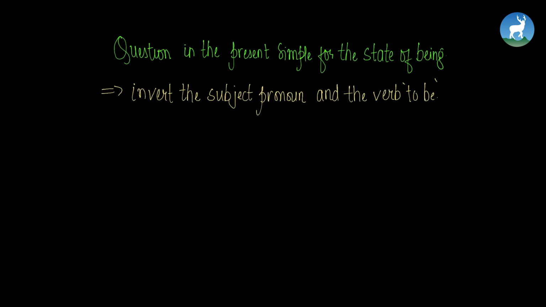How do we do it? So here's a sentence. I am late. How do you change it into a question? Or let's say, how do you write down questions for the state of being? Here, as I have just explained, we are now about to invert the subject pronoun and the verb to be. So the question is written as, am I late? We put a question mark.